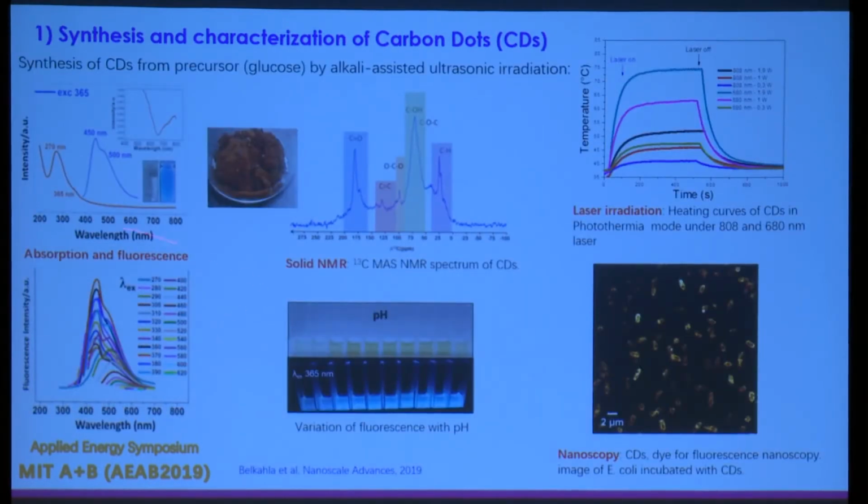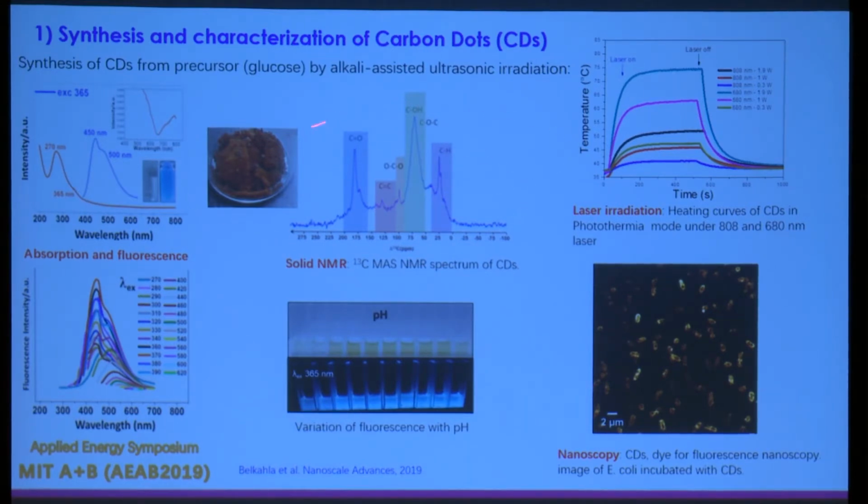Here, for example, after the synthesis of the carbon dots, we characterize them. We show the UV-vis absorption and the luminescence of the carbon dots. We also characterized them by means of solid state NMR. As you can see, these carbon dots have interesting fluorescence properties because the fluorescence depends on the wavelength of excitation. We also show that the fluorescence of the carbon dots depends on the pH. So this kind of property means that carbon dots are also useful for sensors.